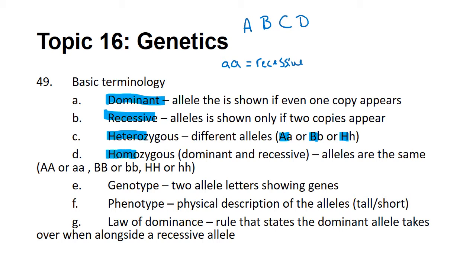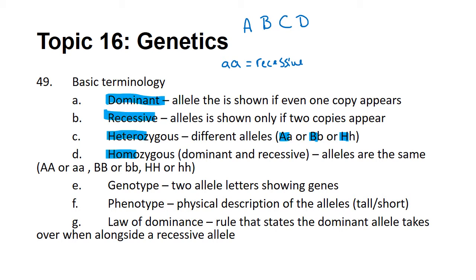And then we have a homozygous organism. They can be homozygous dominant or recessive. And these are when the alleles are the same. So that's either big A, big A, or little a, little a. Doesn't really matter the letter or what allele it is. Then we have genotype and phenotype.